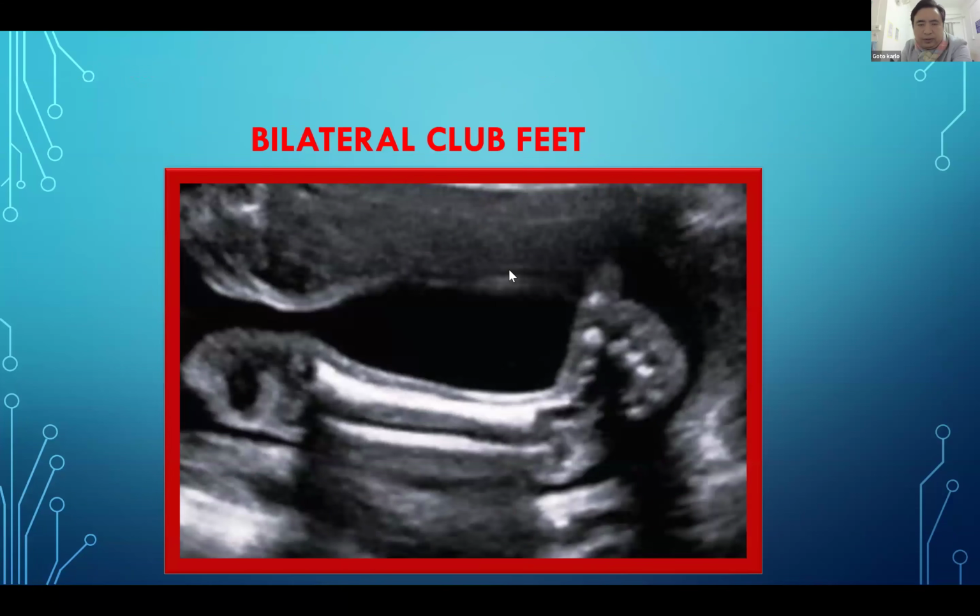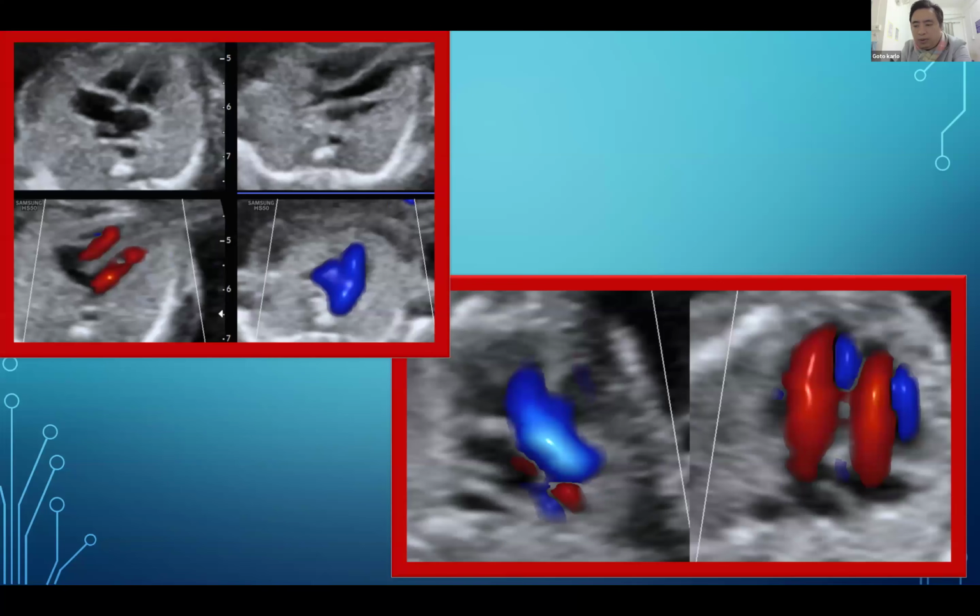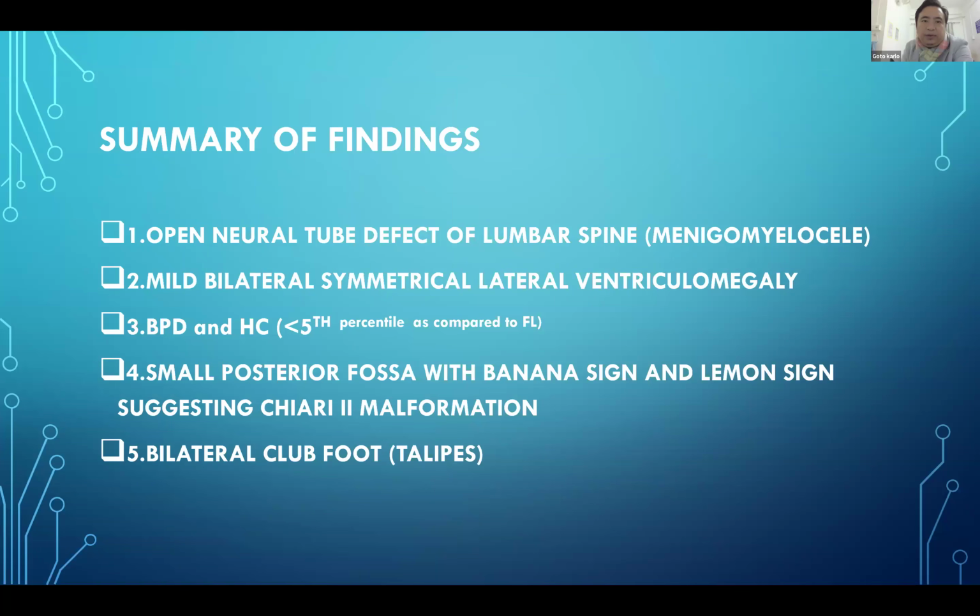On USG of the fetal limbs, a short bilateral cleft foot was seen, and other systems were normal. Summary of the findings: there was an open neural tube defect of the lumbar spine, meningomyelocele, mild bilateral symmetrical lateral ventriculomegaly, and BPD and HC were less than the 5th percentile as compared to FL. Small posterior fossa with banana sign and lemon sign, suggesting Chiari 2 malformation, and associated bilateral club foot.